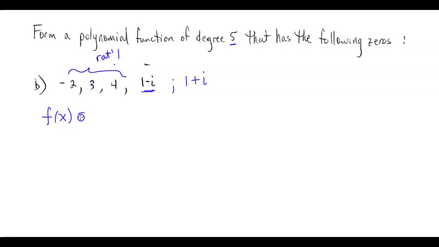And so if we were to write out what this polynomial would be in factored form, it would be x plus 2, because a 0 of negative 2 means that x plus 2 is its factor, times x minus 3, because a 0 of positive 3 means that x minus 3 is its factor. Same thing for x minus 4. And then to deal with our complex conjugates, here we know we have x minus 1 minus i. Let's see if I can get that to come out right.